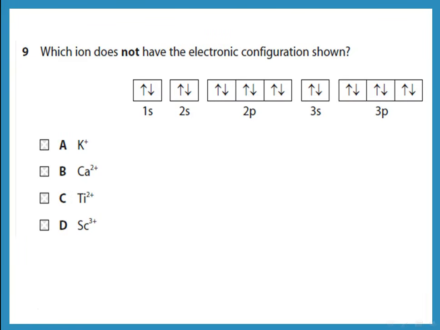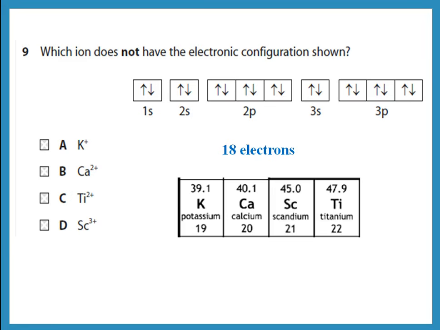Which ion does not have the electronic configuration shown? Okay, so what is the electronic configuration shown? If you look at the number of electrons here, these are a total of 18 electrons. Now, he's asking which of these does not have 18 electrons. So let's take a look at potassium. Potassium K has 19. If I have K plus, that means there are 18. So this would apply to it.